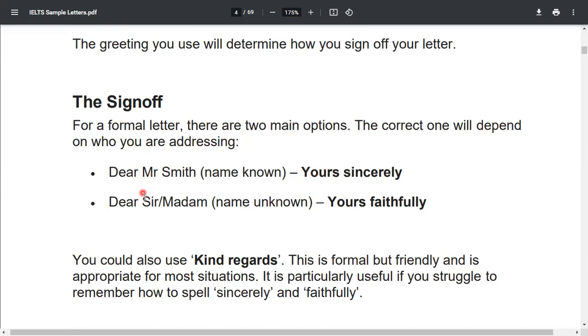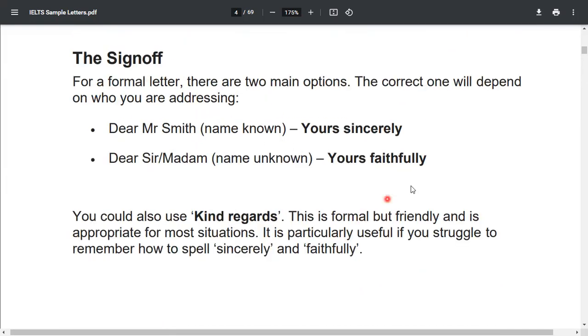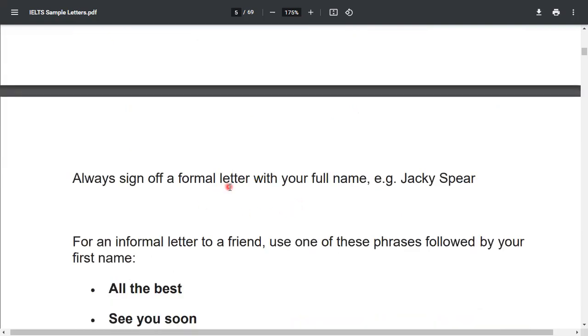If you start by the name, dear Mr. blah, blah, you can end by yours sincerely. If you start by dear Sir or Madam, you have to end by yours faithfully. So try to follow that way. Many students use kind regards as they sometimes forget which one to use out of these two. So you can do whatever you want. Always sign off a formal letter with your full name. For example, Jackie Spade. You need to write your full name at the end.